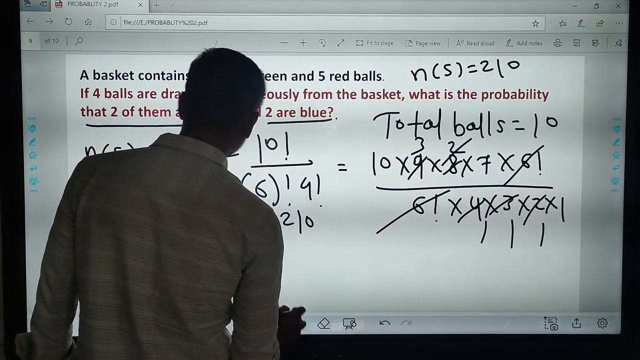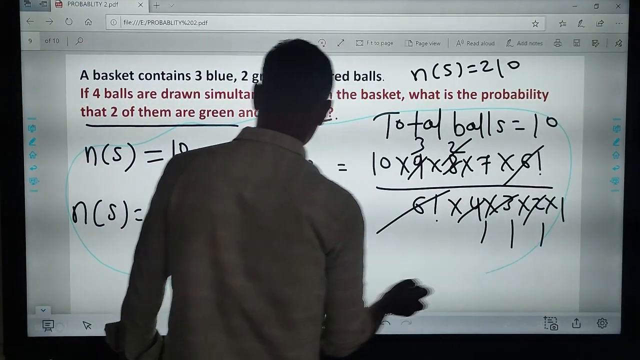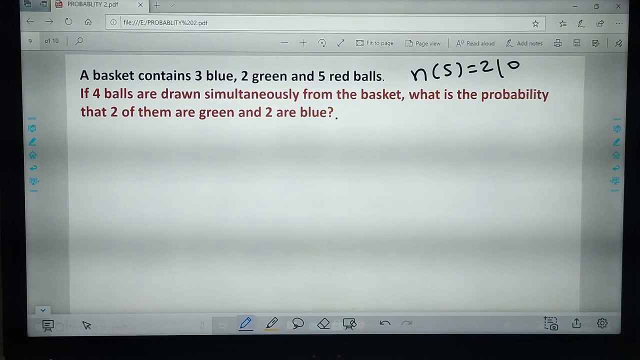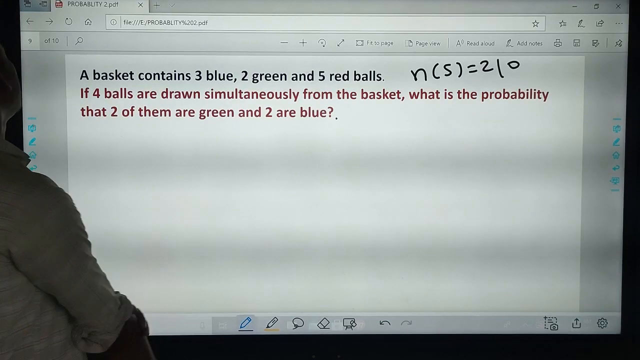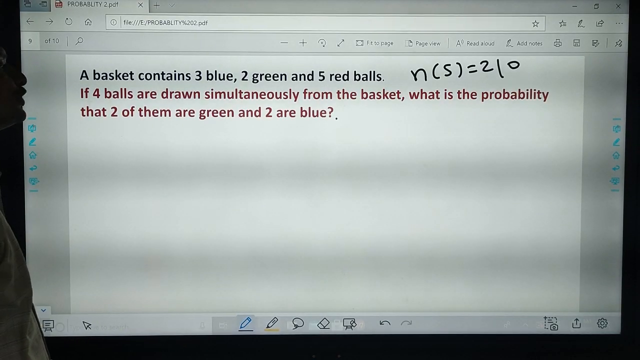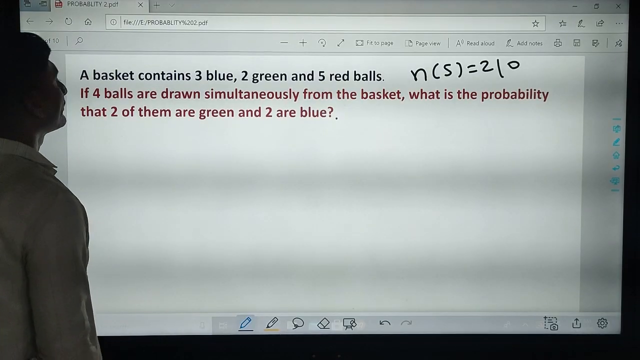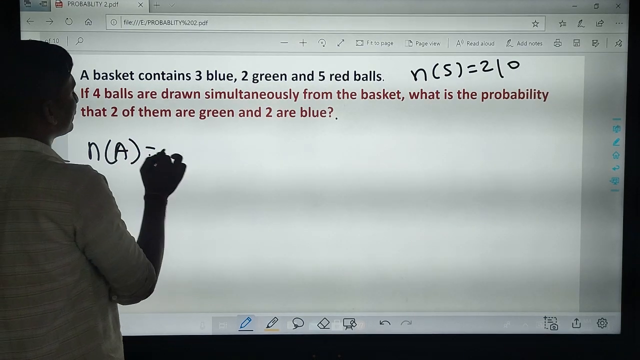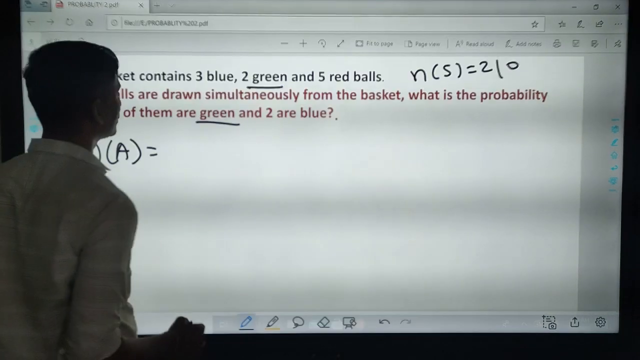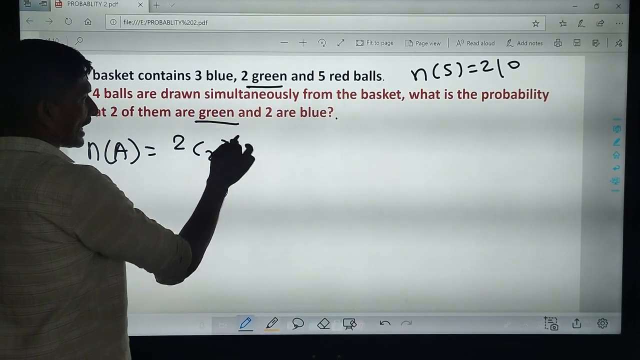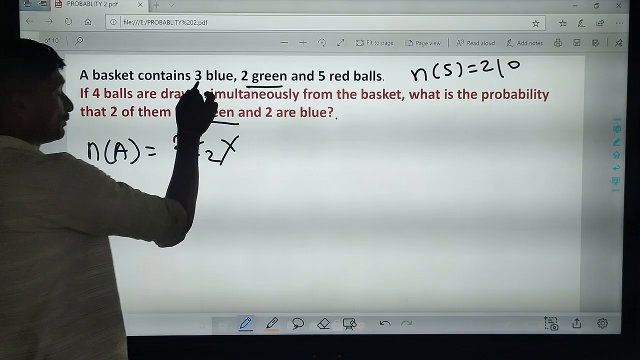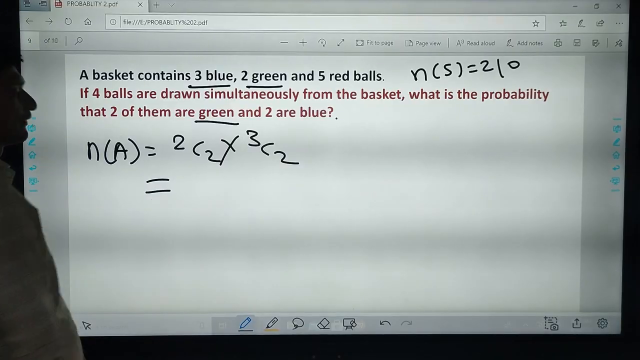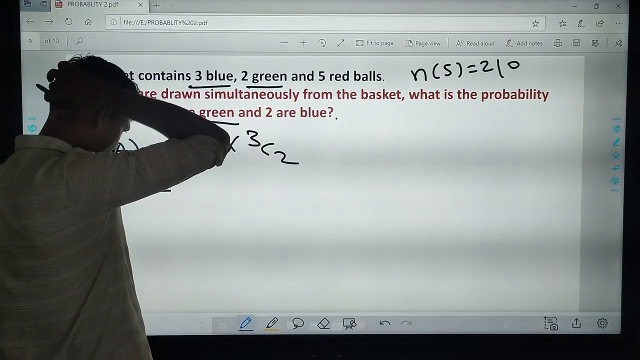Now we find n of A. That is the probability that 2 of them are green and 2 of them are blue. Then n of A is equal to: 2 of them are green, total green balls are 2, then 2C2, and 2 of them are blue, total blue balls are 3, 3C2. We calculate the value of this 2C2.